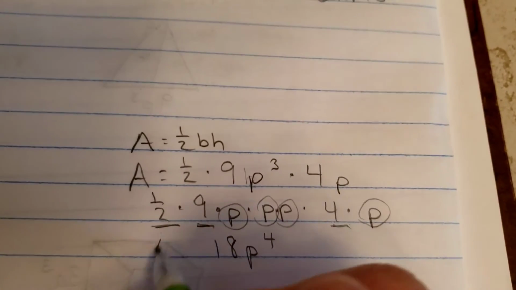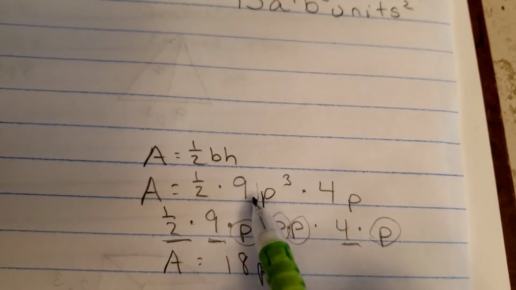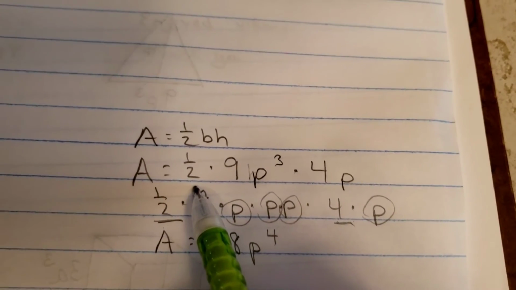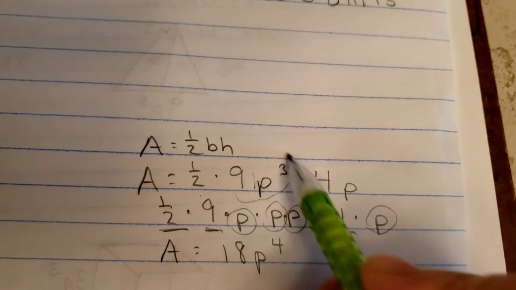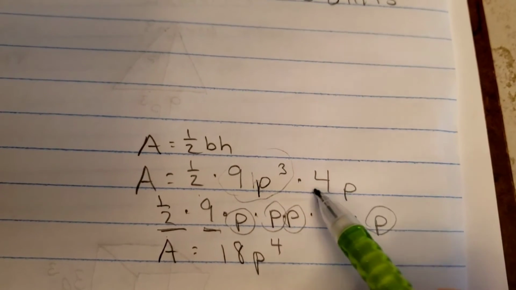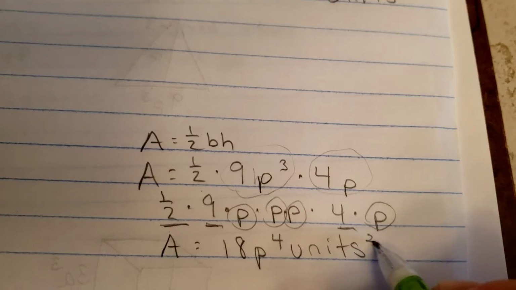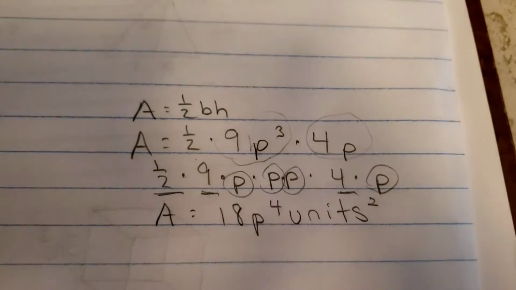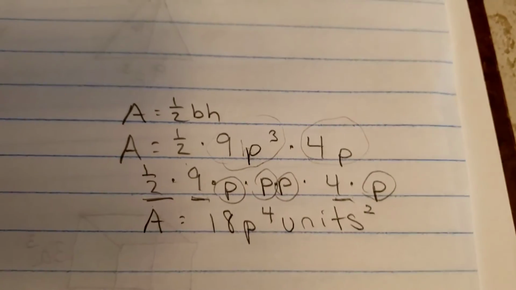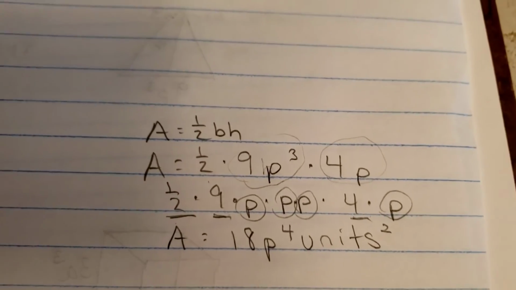As for the label here, the 1/2 does not have a label, it's part of the formula. 9p cubed units times 4p units gives me units squared. So the answer to this area problem is 18p to the 4th power units squared.